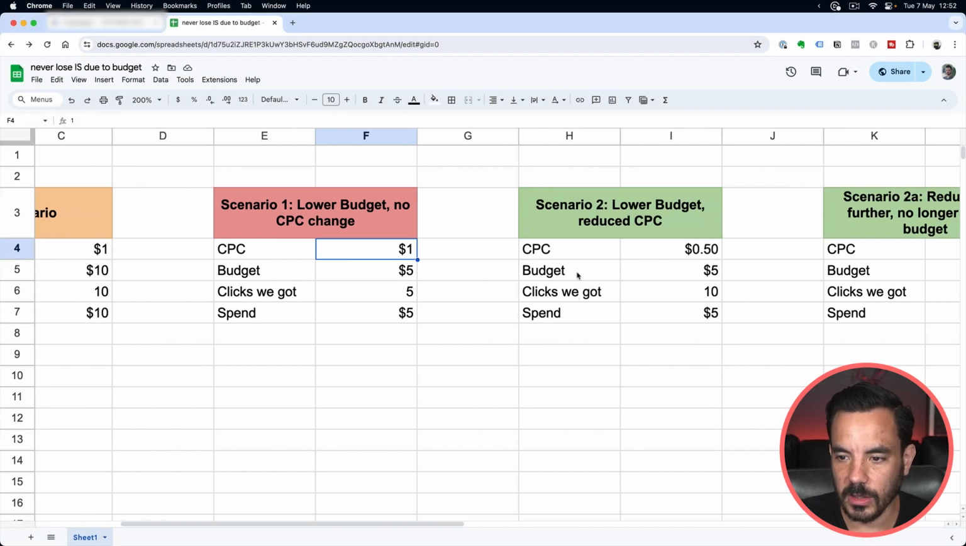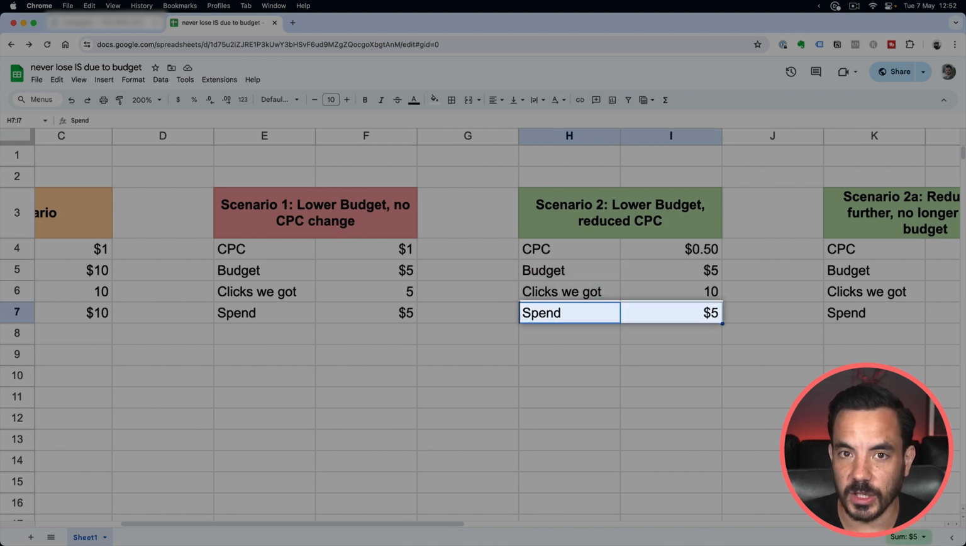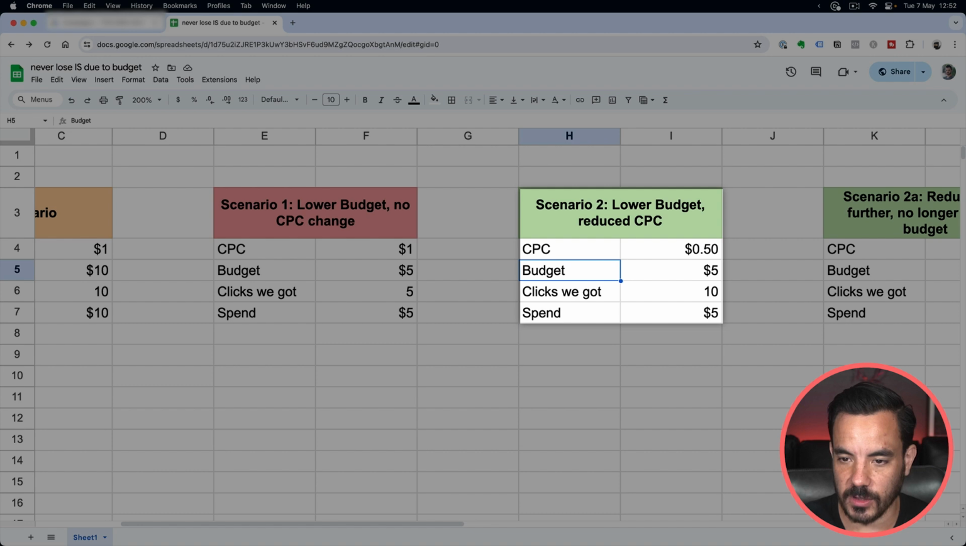Okay, scenario 2, we've still got that $5 budget. We're still going to end up spending $5. But knowing that we need to reduce our spend, instead of just leaving the CPC where it was, we decrease the CPC. And we decrease it down to 50 cents. Now what happens is we get 10 clicks for the same spend, right?